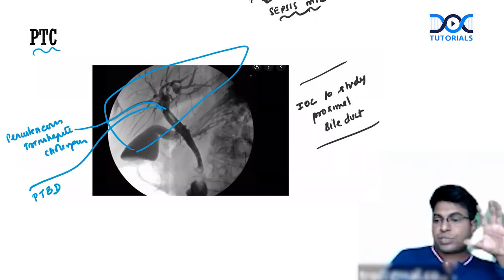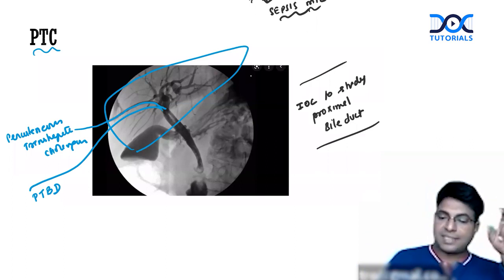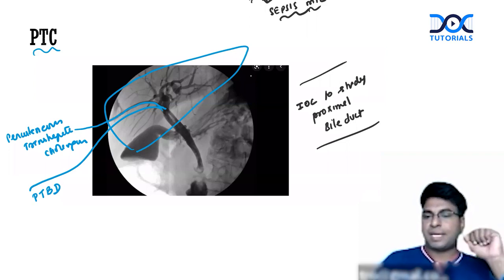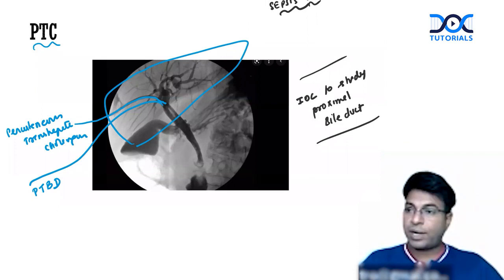Investigation of choice to study the proximal biliary duct, like right hepatic duct, left hepatic duct, or secondary ducts. Answer is PTBD, PTC. Okay, no confusion in that. Please remember this answer. So there is a question from system. So you can see each system had one question.